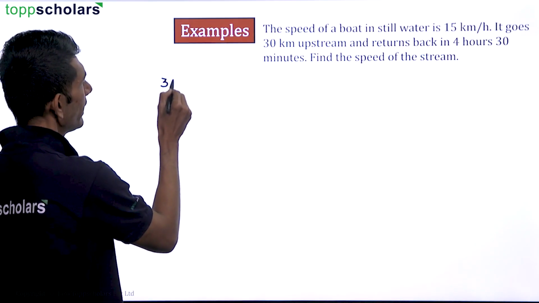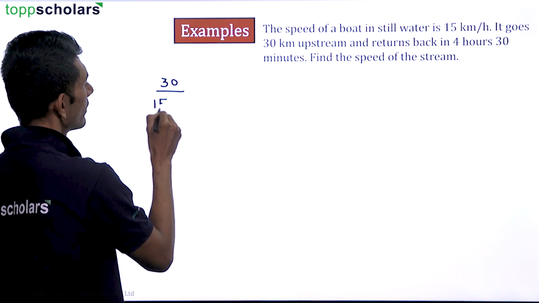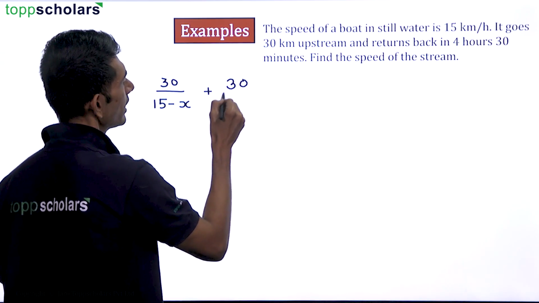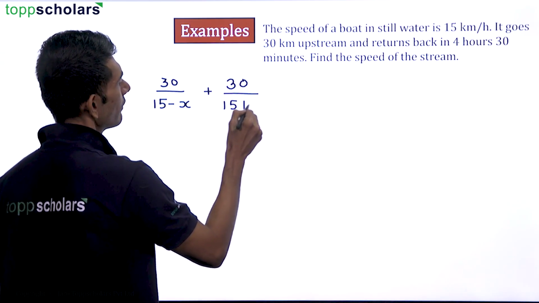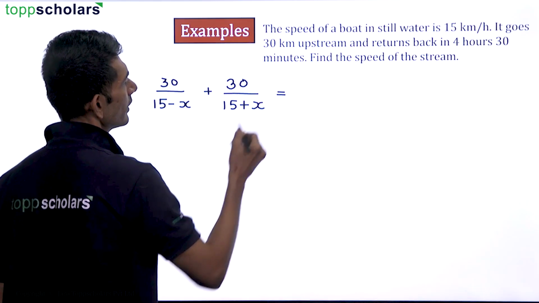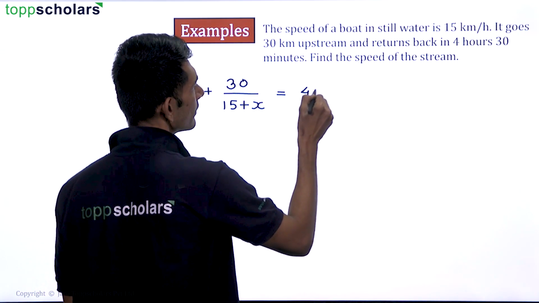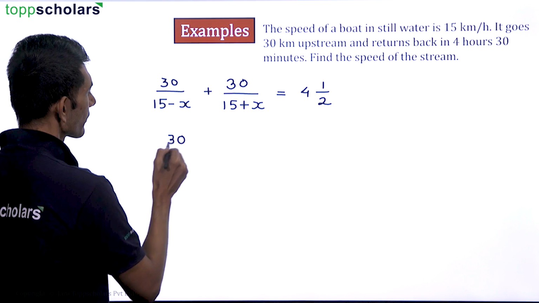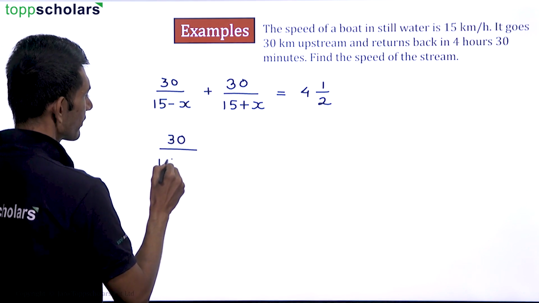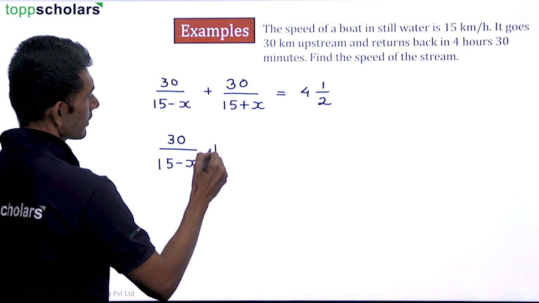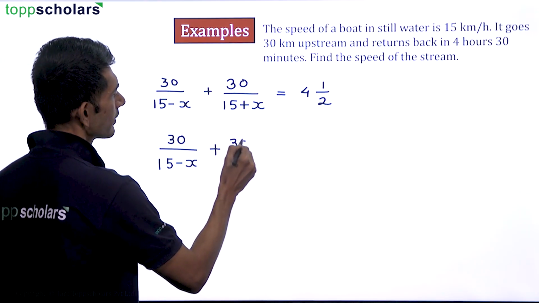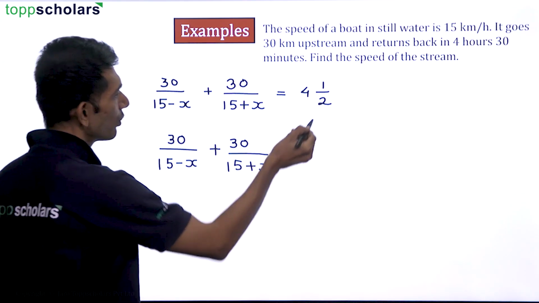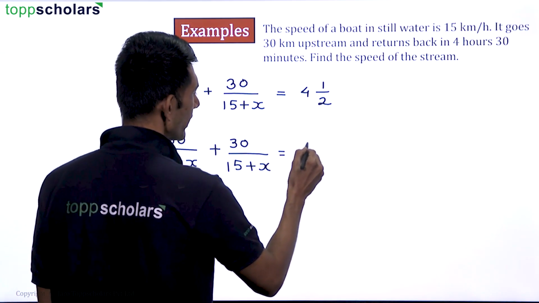So we have 30 by 15 minus x plus 30 by 15 plus x is equal to 4 and a half. So can I say this becomes 30 by 15 minus x plus 30 by 15 plus x is equal to, 4 times 2 is 8, plus 1 is 9, this becomes 9 by 2.